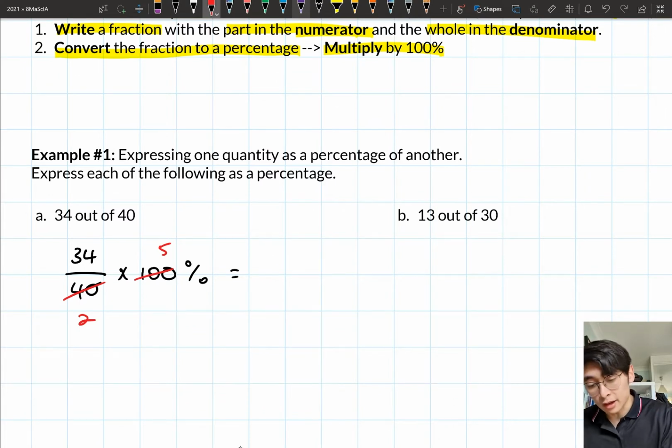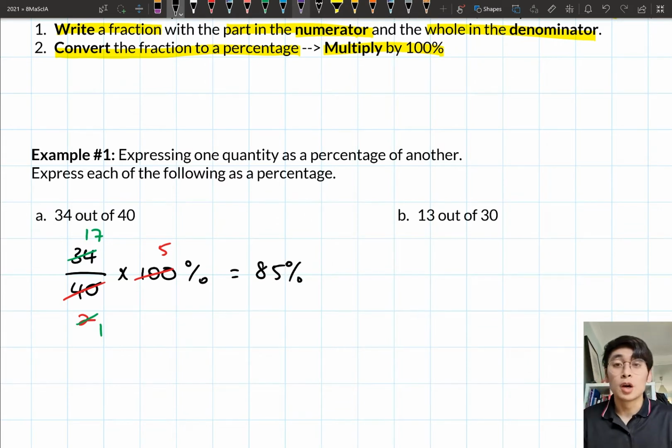And I also notice that 2 can go into 34 17 times. And all I need to do now is just multiply those two numbers, 17 times 5, which gives you 85%. So here, what we want to do is write our two quantities as a percentage. So your part in the top, your whole at the bottom, and then you convert that fraction into a percentage.